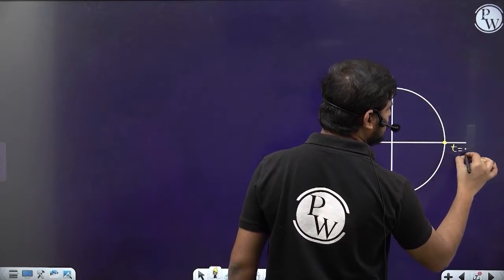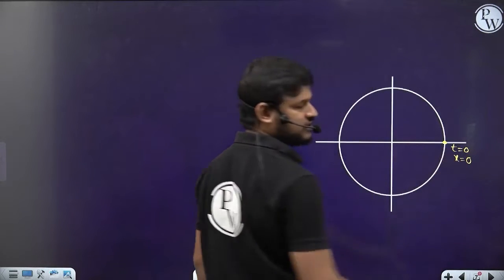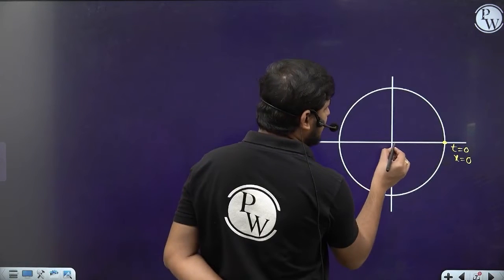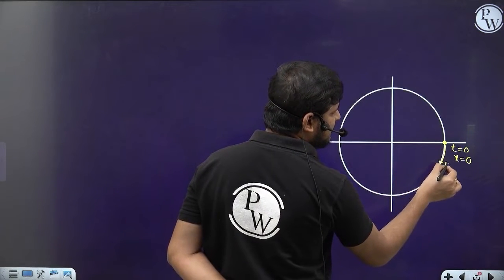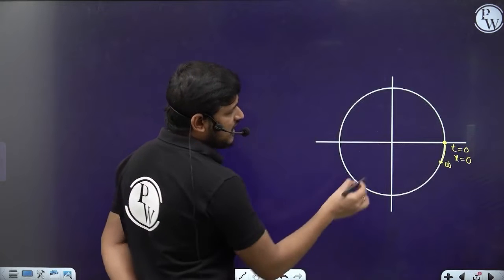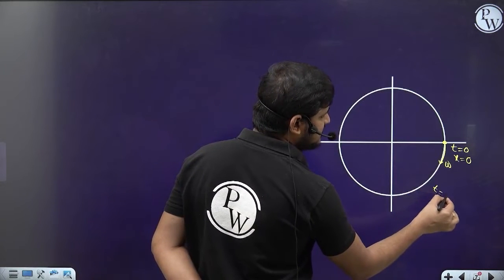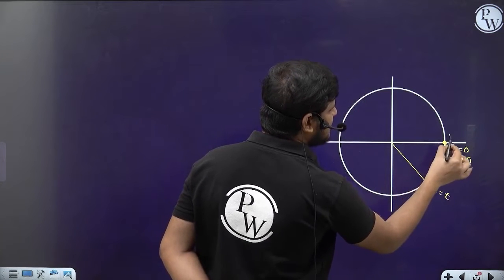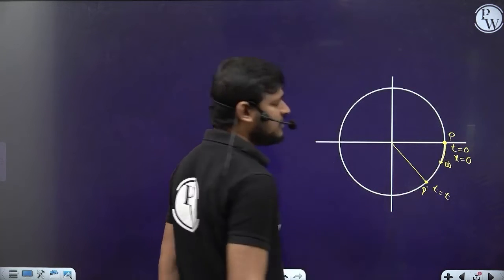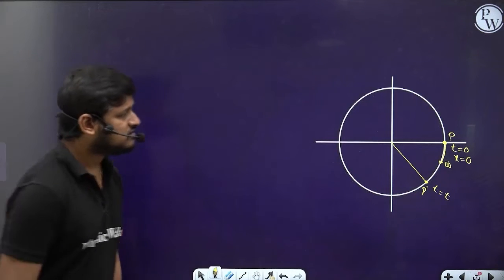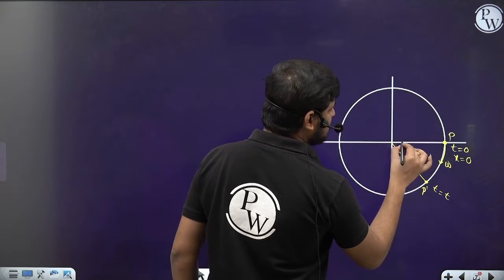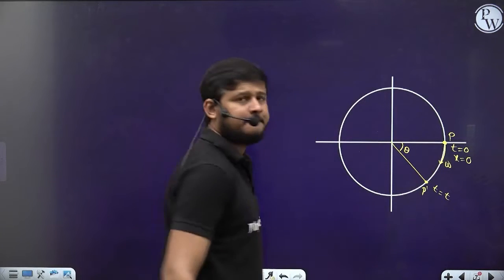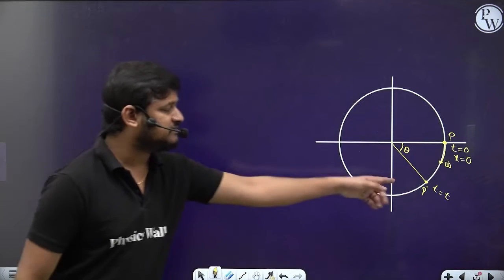Consider the particle is starting at time t is equals to 0. So let's say this is the initial position. Now the particle is moving with the angular velocity, let it be omega. After some time t, the particle has reached this place. Here the particle started from point P and it reached some point P dash. Clear? Then what is the angular displacement? Let this angular displacement be theta.